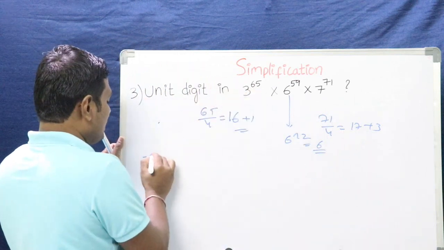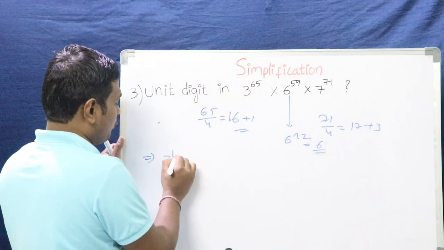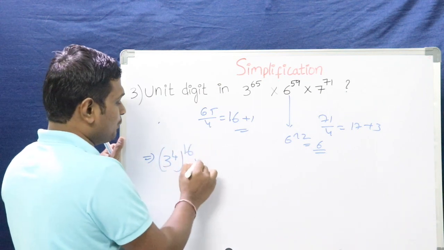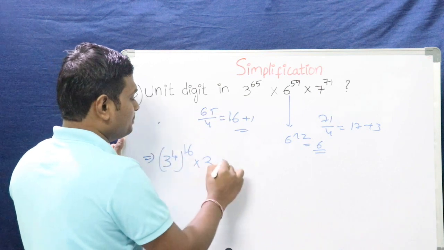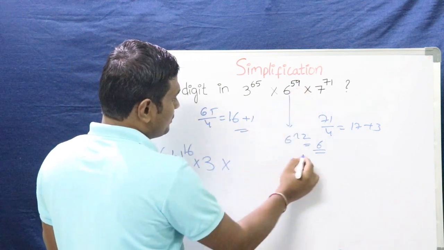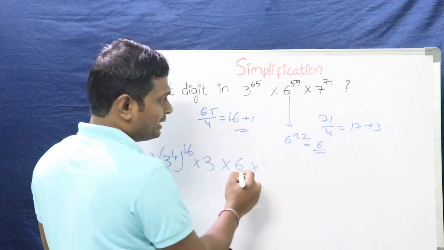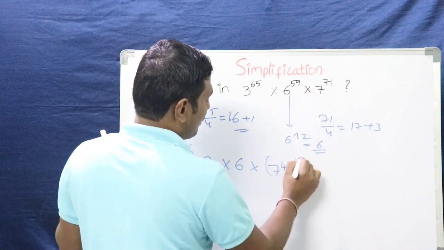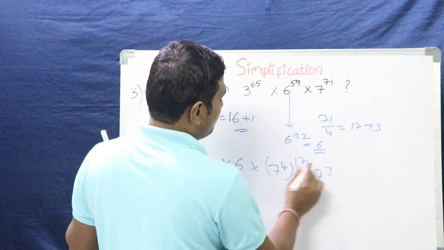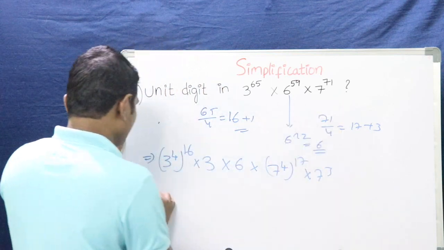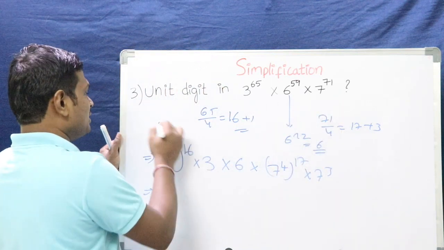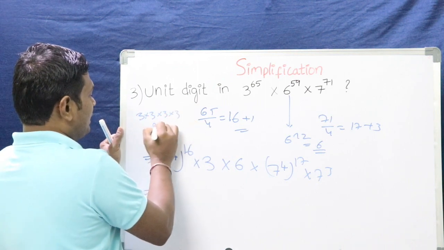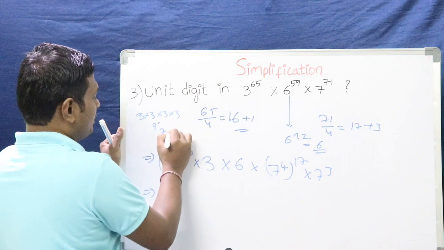So let's simplify this one. 3 to the power of 4 to the power of 16. We are done with 64. Then we are left with 3 into 6 to the power of 59, which means we will get 6 as the unit digit. Coming to 7 to the power of 4 to the power of 17 into 7 cube, 68 plus 3, 71. What is 3 to the power of 4? That is 1. We know, right?